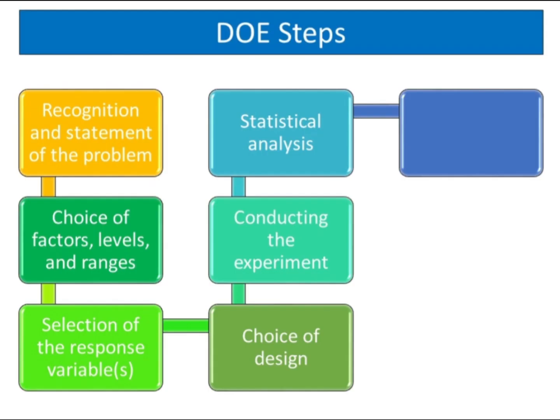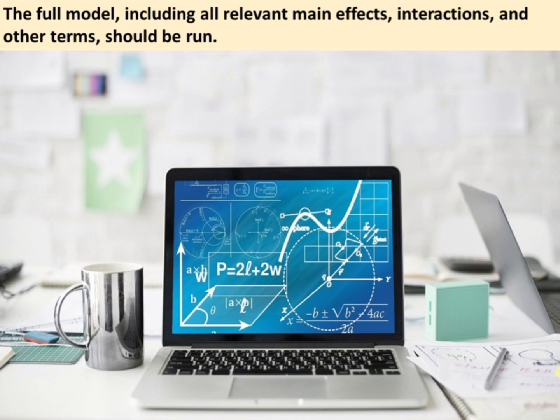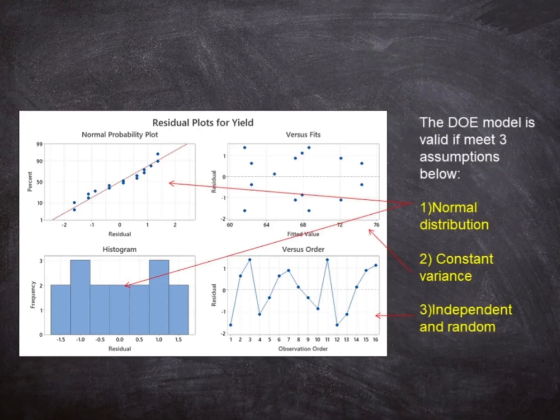6. Statistical analysis. Statistically analyze the resulting data. The full model, including all relevant main effects, interactions, and other terms, should be run. Before attempting to interpret any model, the residuals diagnostic plots should be evaluated for normality, constant variance, and randomness and independence. Only after these conditions and any other requirements are found to be valid should the statistical model be interpreted.